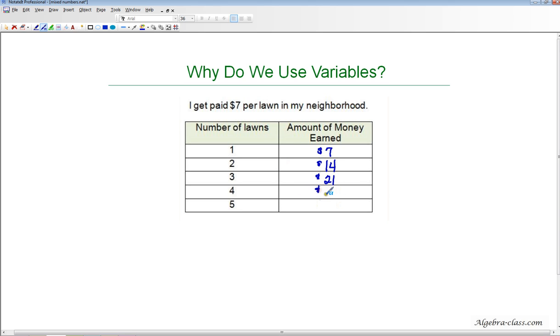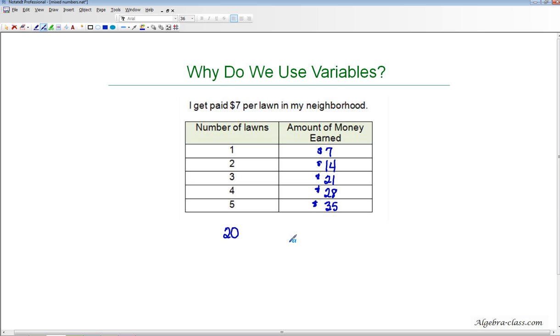If I mow 3 lawns, 7 times 3 is 21. If I mow 4 lawns, I would add $7 to get 28. And then 7 times 5 is $35. So this chart gives me a rundown of how much money I'll earn based on my $7 allowance for mowing lawns. Now, let's say that I wanted to be really ambitious and mow 20 lawns for the month.